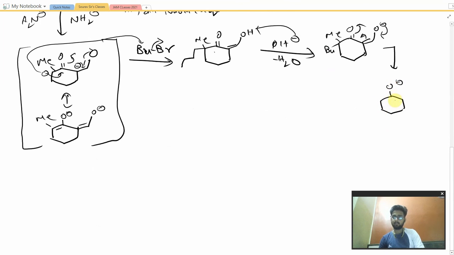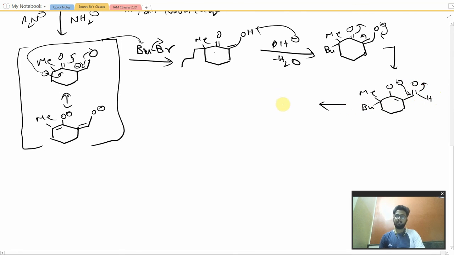O minus, here double bond, and here also one double bond. Here we will be having Me, and here we will be having Bu. Now this minus charge would attack this. H is here, so we would attack this, and this bond would go up, forming like a cyclic transition, like a cyclic intermediate.